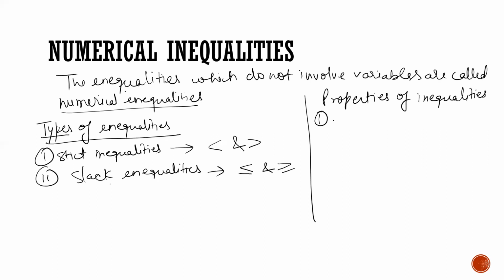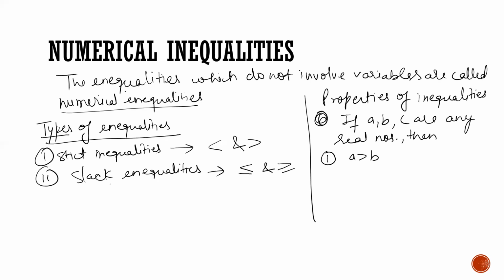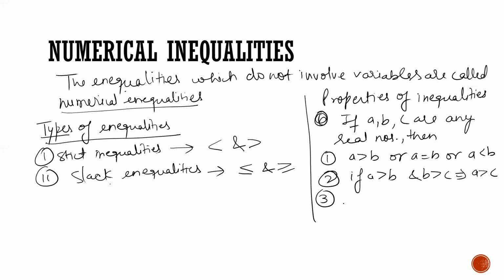First property is, before talking about the property, suppose if A, B, C are any real numbers, then A is greater than B, or I can say A is equal to B, or maybe A is less than B. So second part, if A is greater than B and B is greater than C, so this implies A will be greater than C. Third property is, if A is less than B and B is less than C, then this is very obvious that A is less than C.